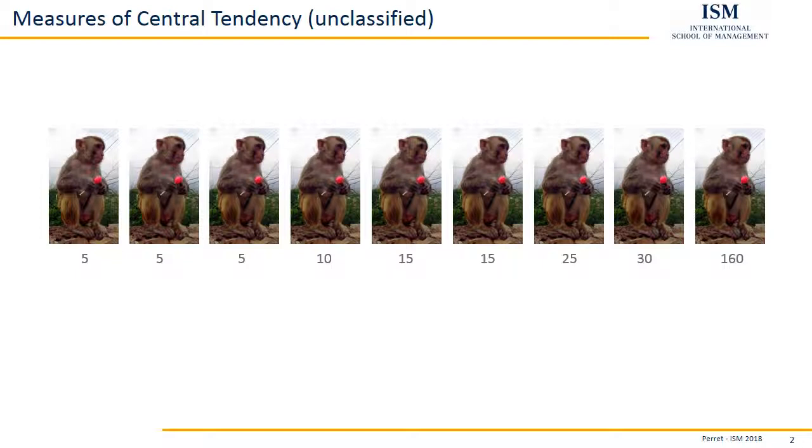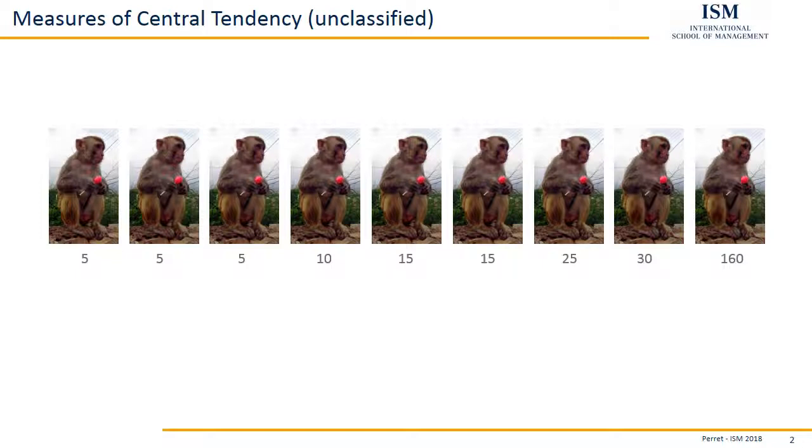What we do, we arrange this set of monkeys in an ascending fashion first. So the ones with the least lollipops are on the left, the ones with the most lollipops are on the right. And if we have this, we can very easily see or determine our measures of central tendency.